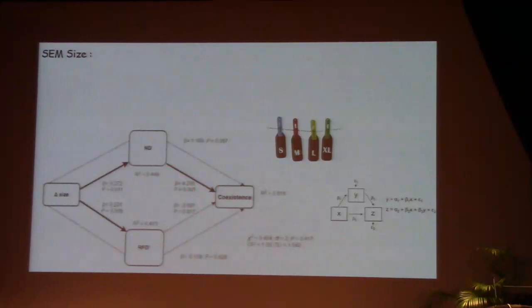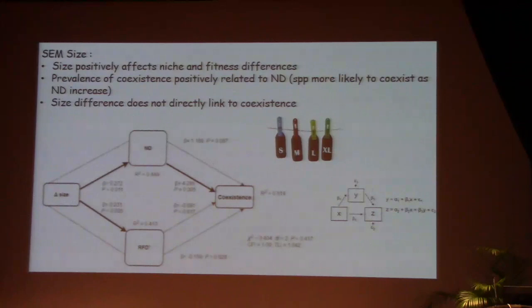There's no significant effect of relative fitness difference. Also, there's no direct effect of delta size on coexistence. It's mediated via niches and relative fitness differences. So size positively affects niche and fitness difference. Prevalence of coexistence is positively related to niche differences. Species are more likely to coexist as niche differences increase, and size difference does not directly link to coexistence.